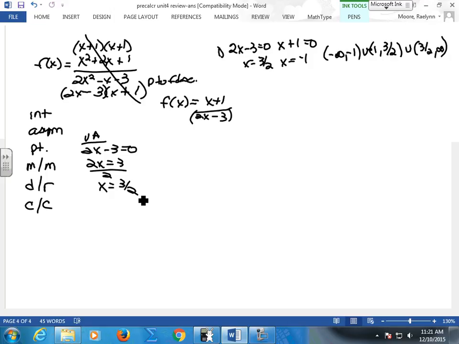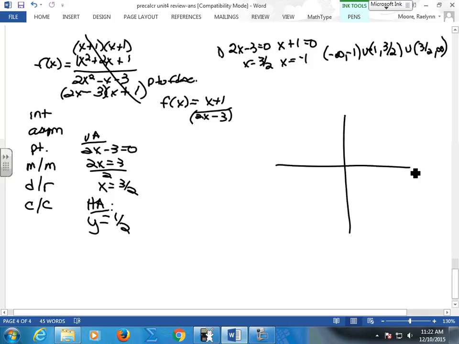My other one, horizontal asymptote. What's my horizontal asymptote? Just 1 half? I need an equation. Y equals 1 half. Because I've got the same exponent in the numerator and denominator, I take the ratio of the coefficients, 1 over 2. Make sure you give it to me as an equation. Okay, so we got this part done. Now we can pretty much sketch.